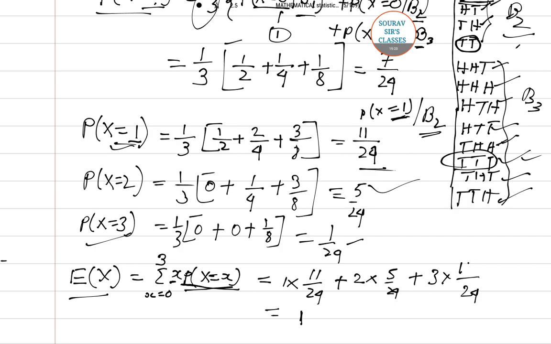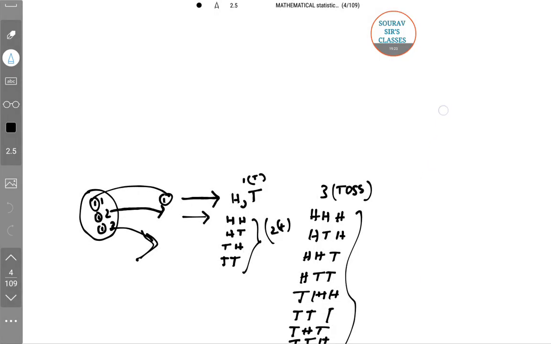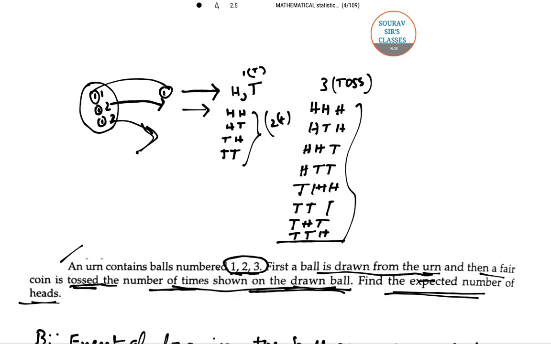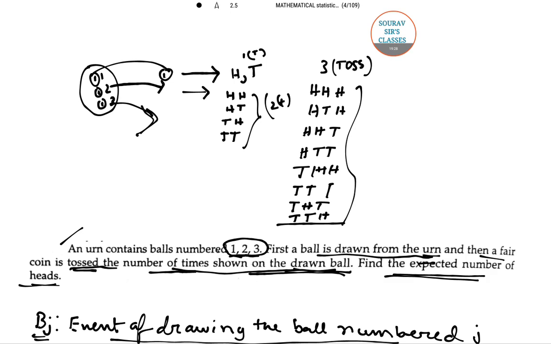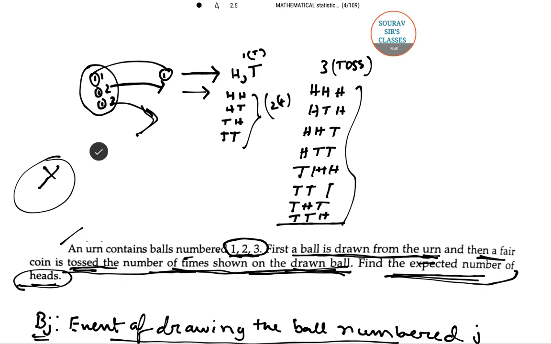So now we'll go to the question again. It was asked, an urn contains balls numbered 1, 2, 3. First a ball is drawn from the urn and then a fair coin is tossed the number of times shown on the drawn ball. Find the expected number of heads. So first we assumed the number of heads to be x, and we numbered the balls as Bj, where j could take all these values 1, 2, 3. Similarly, we have done the sum and we have found the expected number of heads to be equal to 1.